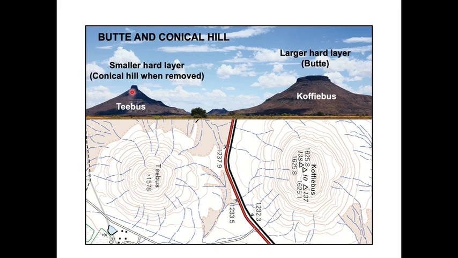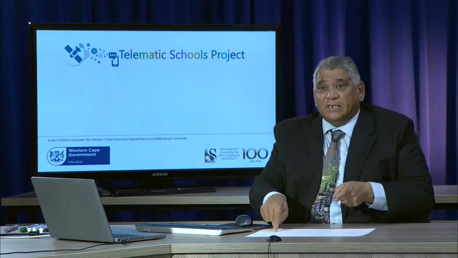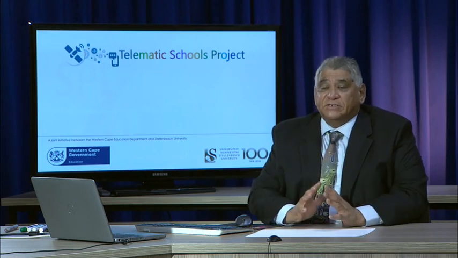So grade 11s, please remember that what you must know is you must be in a position to identify your mesa, the butte, and the conical hill on a topographic map. And you must be able to give reasons why you have identified them.